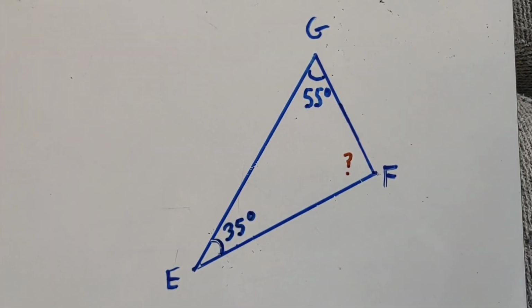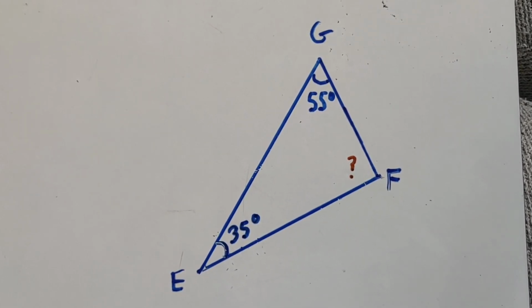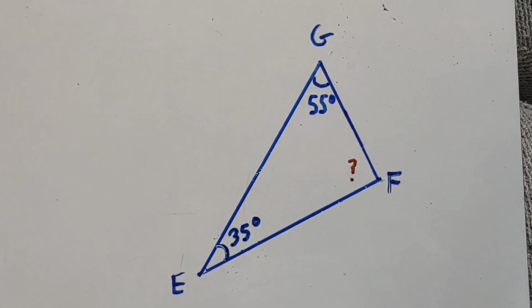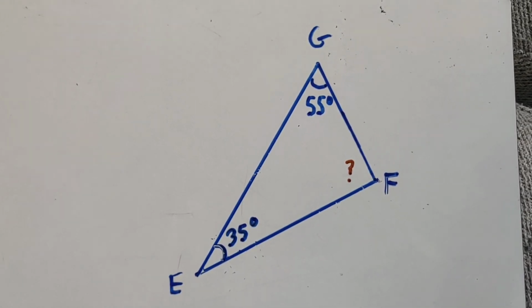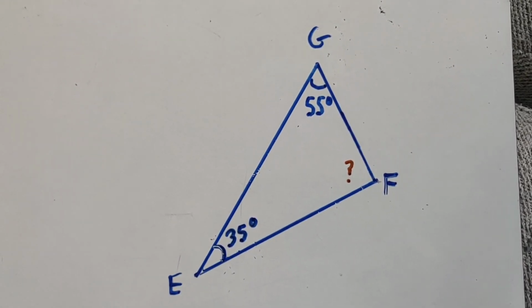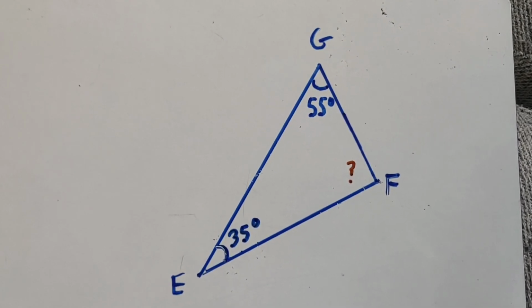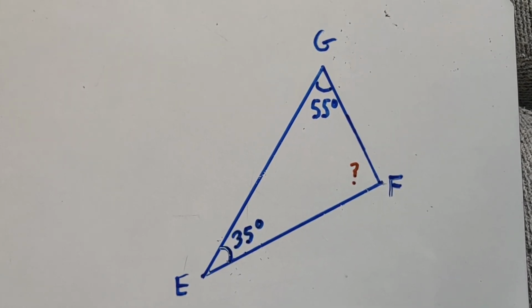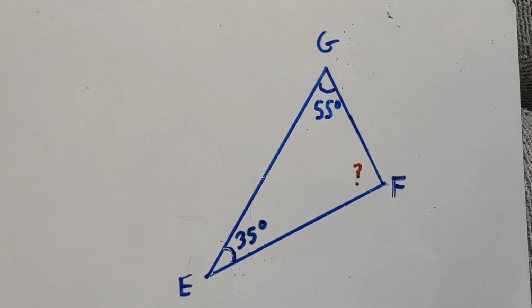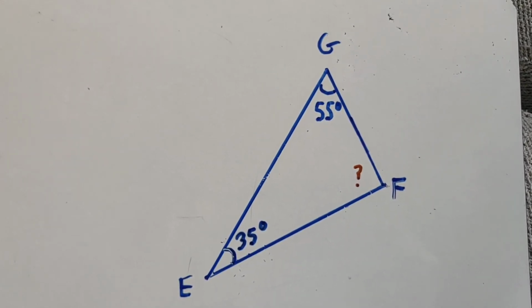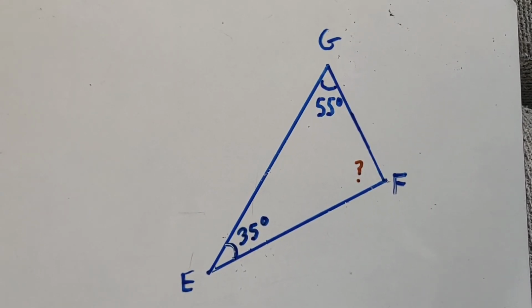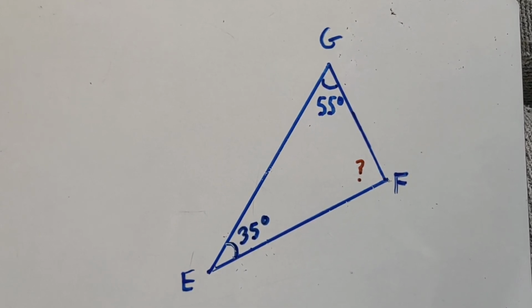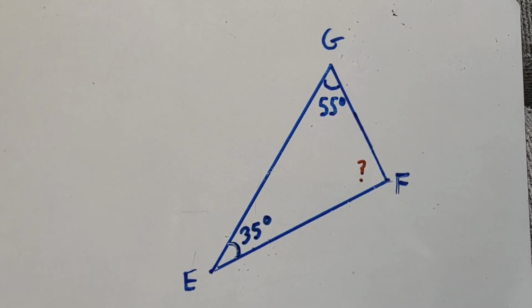So I want you to try this one on your own and then come back. Just notice that we have angle FEG, which is already given to us at 35 degrees. We have angle EGF, and the value of that angle is already given to us at 55 degrees. So we want to find the value of the missing angle, and then also classify the triangle as an acute triangle, a right triangle, or an obtuse triangle. Pause the video and then come back and we'll solve it together. But I want you to try it on your own first.